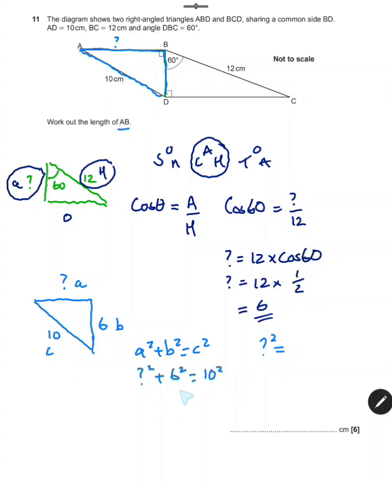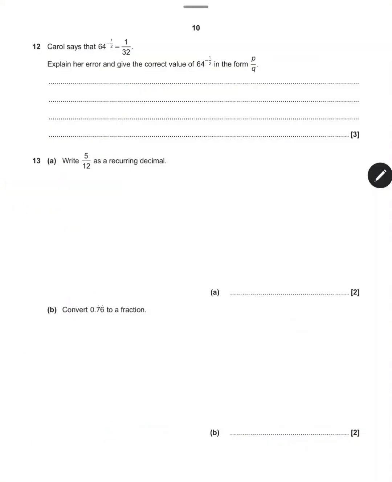Question mark squared plus 6 sixes are 36. 10 tens are 100. That should have been a plus, sorry. And if something squared plus 36 is 100, then something squared is 100 take 36, which is 64. Something squared is 64. My question mark is the square root of 64, which is 8.